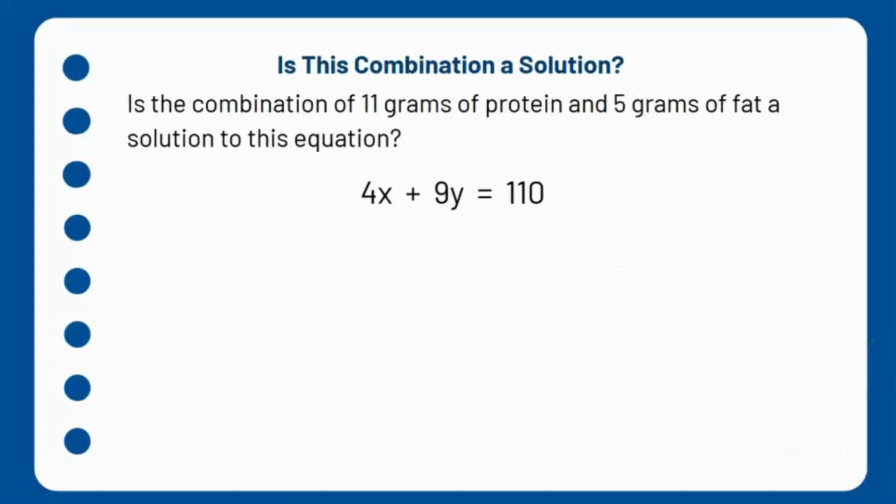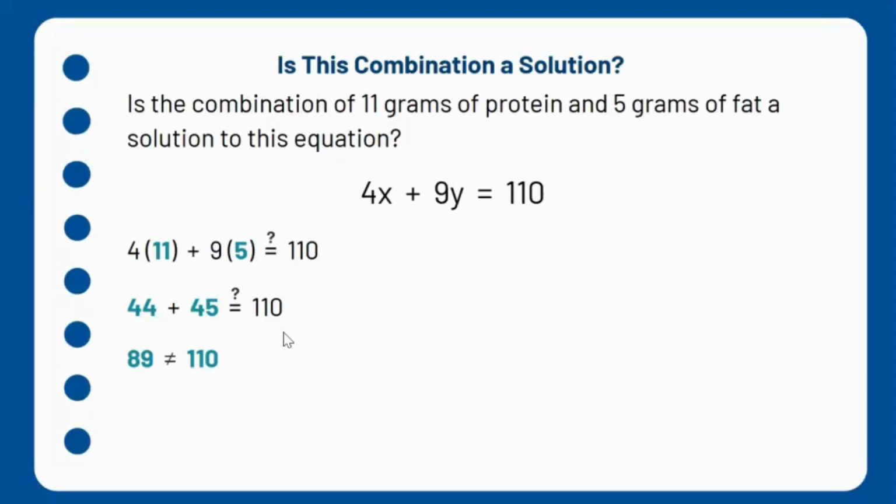Is the combination of 11 grams of protein and 5 grams of fat a solution to the equation? To find the solution to this equation, we can substitute pairs of values for x and y. First, let's substitute 11 for x and 5 for y. 4 times 11 is 44, and 5 times 9 is 45. 44 plus 45 is 89.